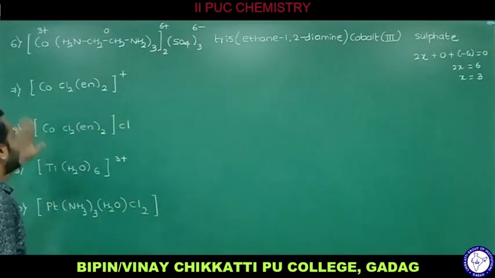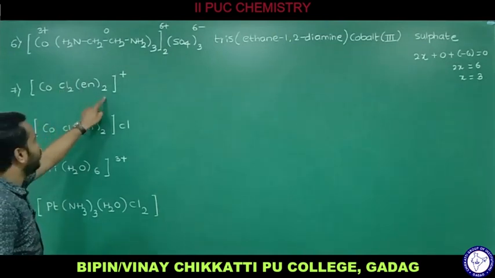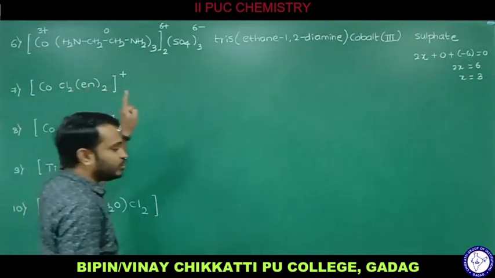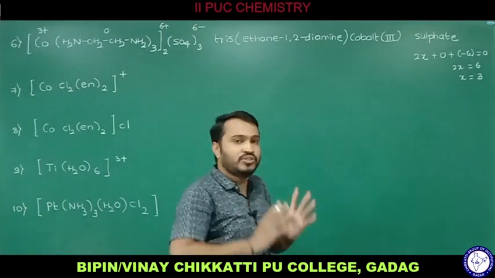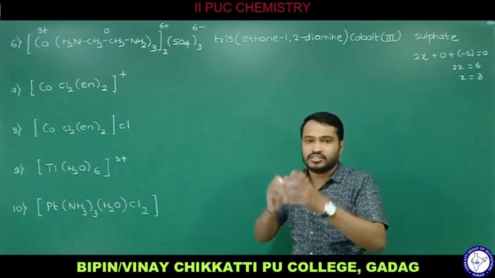We'll see the 7th example. Cobalt we have, and we have Cl2, en2, and we have a square bracket with plus. Now if you carefully observe this, try to identify what kind of coordination complex it is.